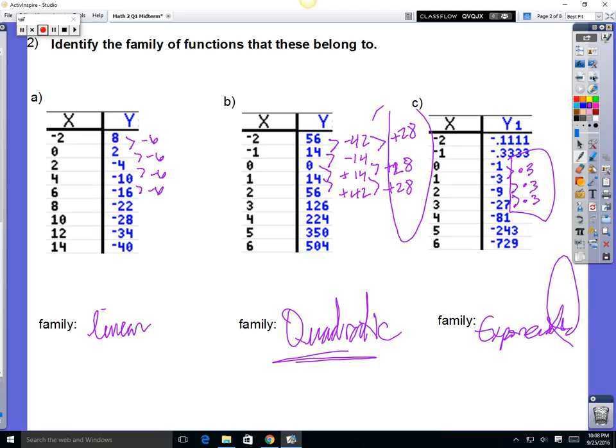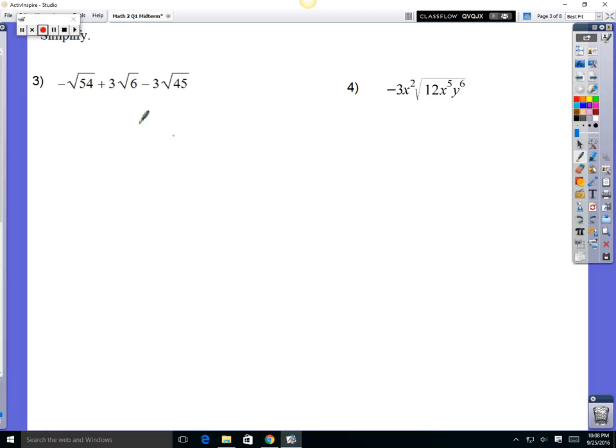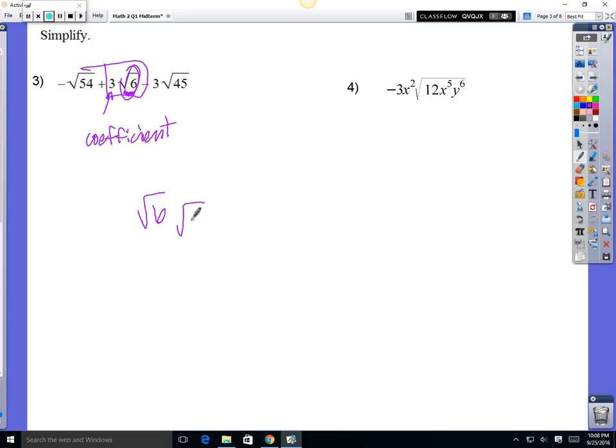Alright, number 3. Okay, you have to remember this. This is the unit. This number out front is the coefficient, and that tells you how many you have. This tells you what you have. If you have 3 square roots of 6, that's a square root of 6, a square root of 6, a square root of 6. You got 3 of them.